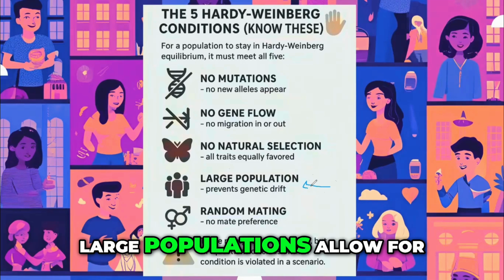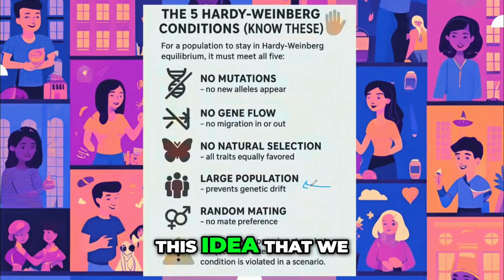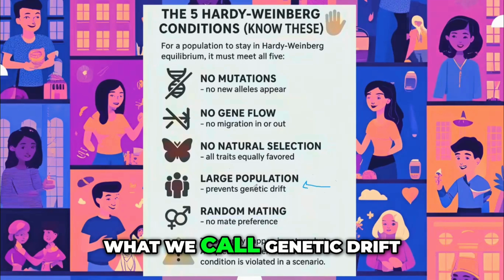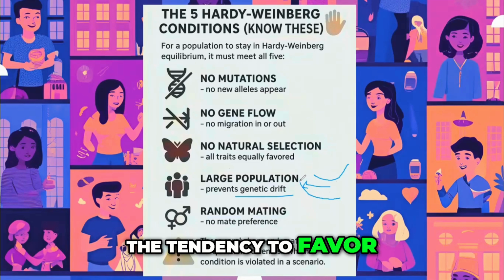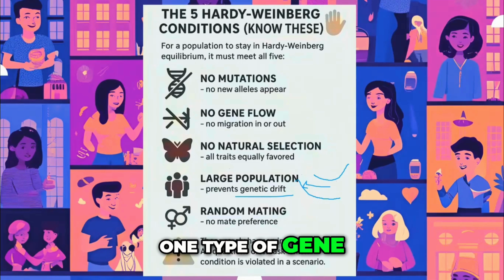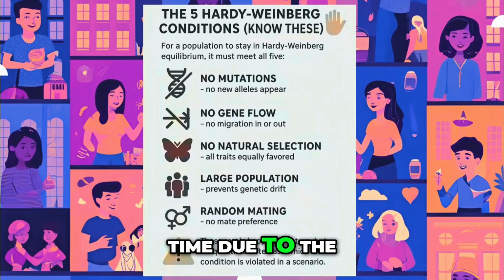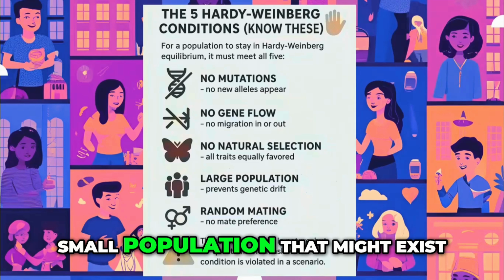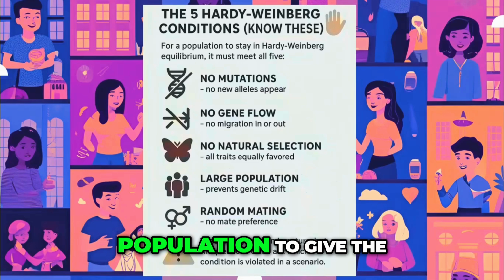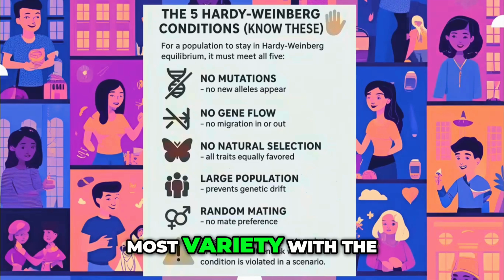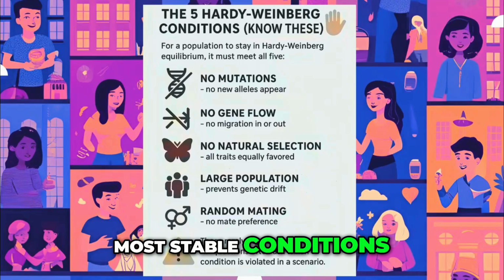Large populations allow for this idea that we have a large pool and we don't have what we call genetic drift. Genetic drift is the tendency to favor one type of gene over a period of time due to the small population that might exist. In this case, we want that large population to give the most variety with the most stable conditions.